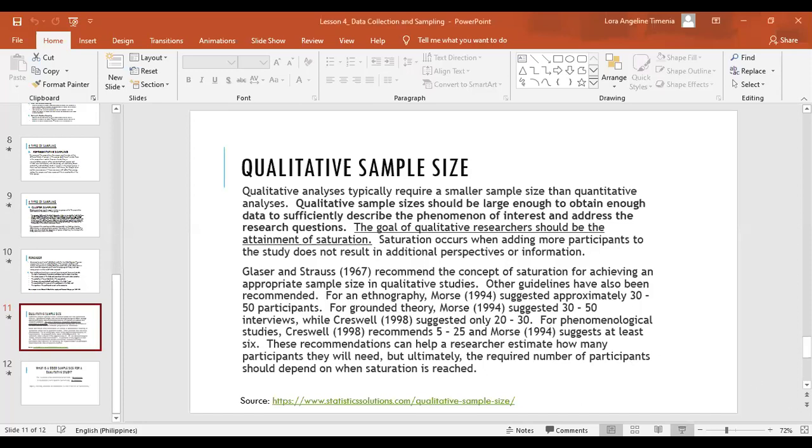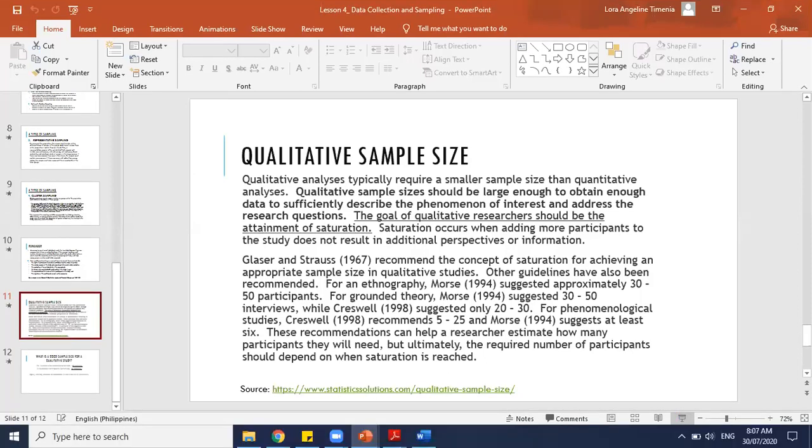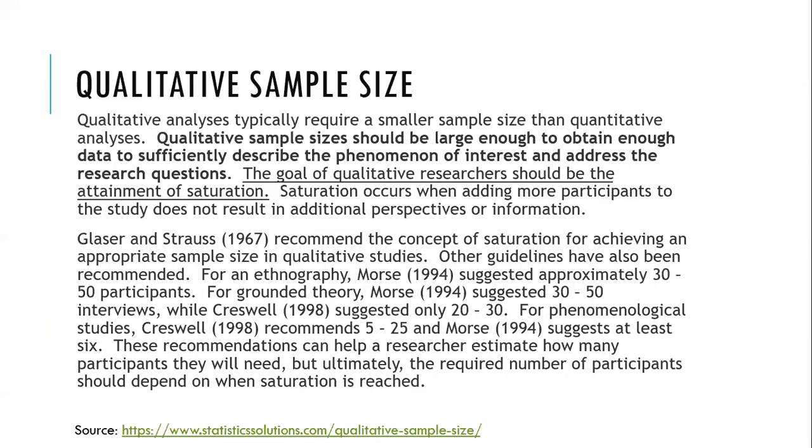So let me just enlarge this. There. Qualitative analysis typically requires a smaller sample size than quantitative analysis. Qualitative sample sizes should be large enough to obtain enough data to sufficiently describe the phenomenon of interest and address the research questions. The goal of qualitative researchers should be the attainment of saturation. Your goal is to attain saturation. Saturation occurs when adding more participants to the study does not result in additional perspectives or information.